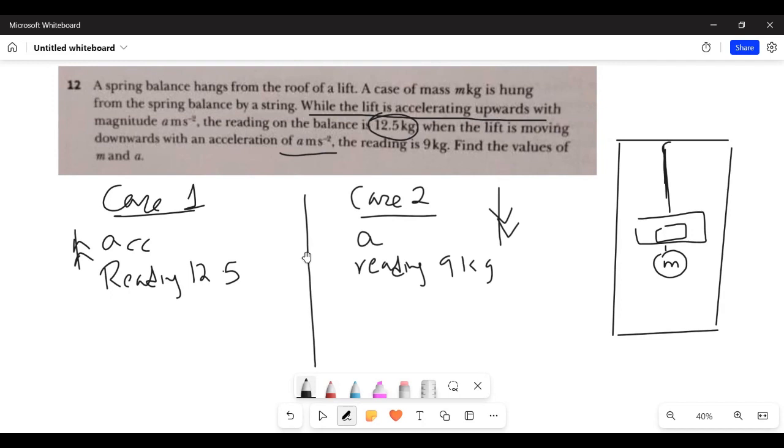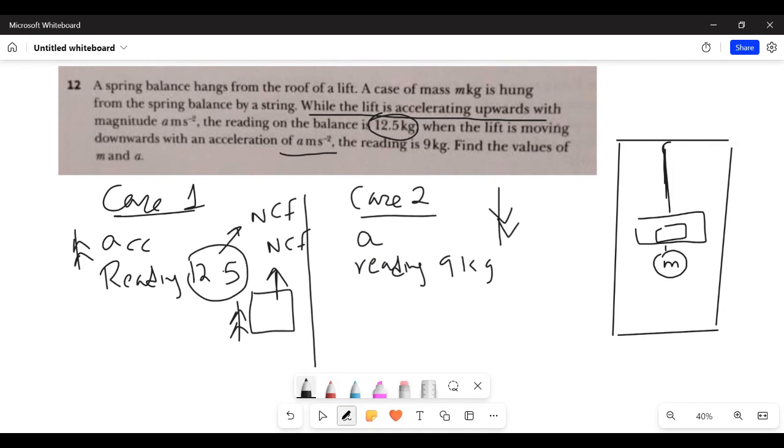Now what is this reading? The reading is the normal contact force, not the actual weight. The weight is going to be 10 m. So in case 1, the lift is going upwards. So the upward force on the lift is the normal contact force.